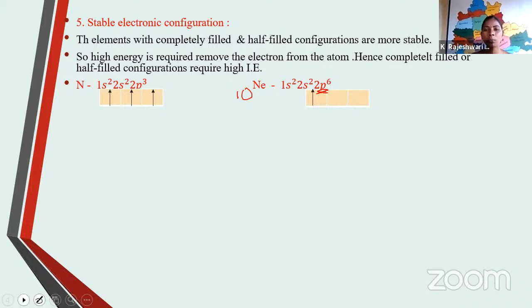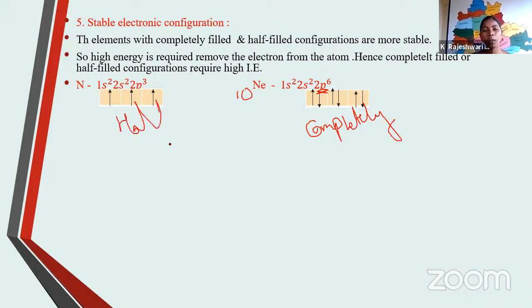So first, each orbital you should fill up with a single electron. Okay. We are filling up with a single electron each. Then the fourth electron will be paired up with the first electron. The fifth electron will be paired up with the second electron. The sixth electron will be paired up with the third electron. Now they are completely filled up. Okay, in neon they are having completely filled configuration.